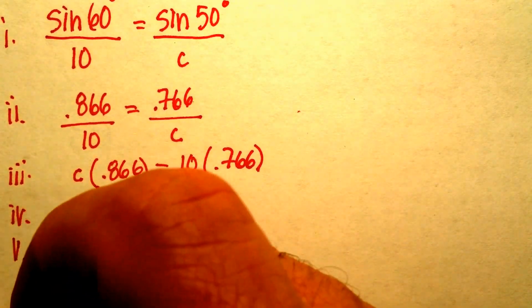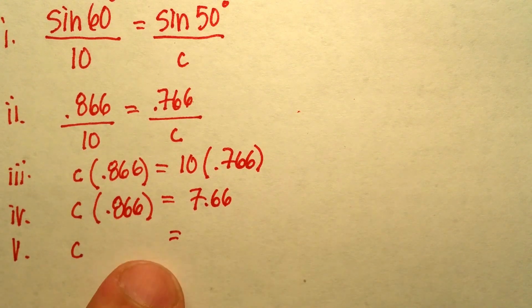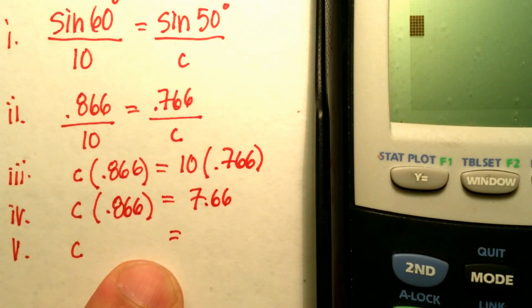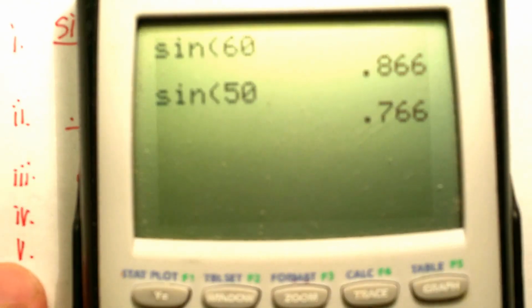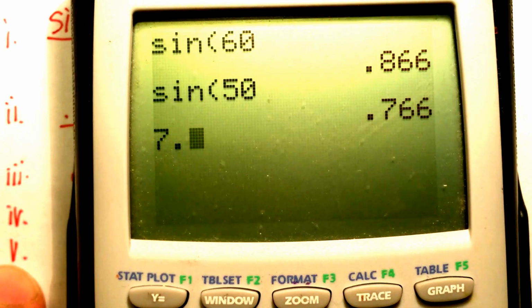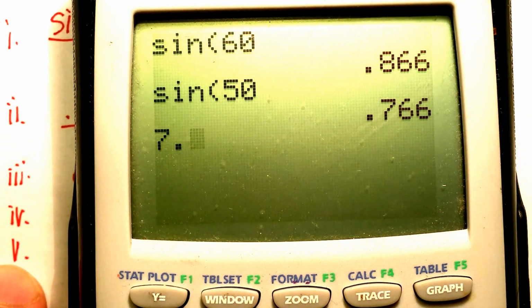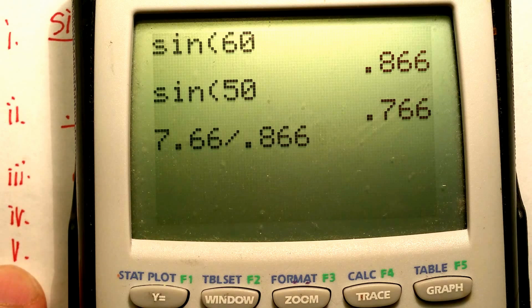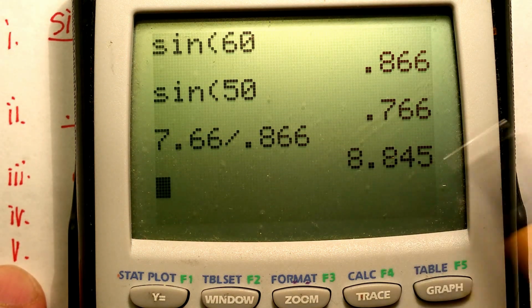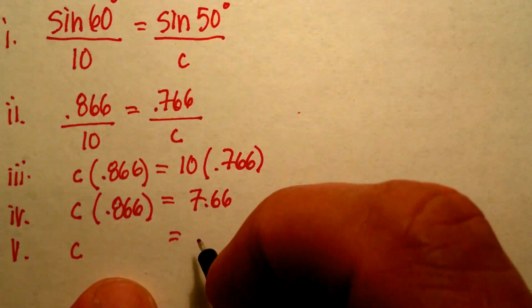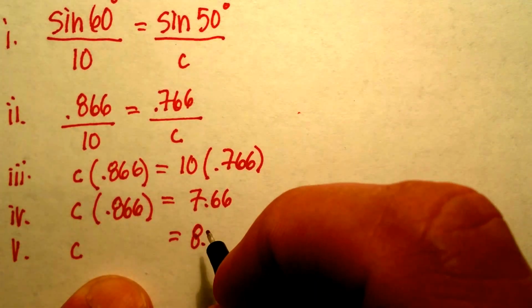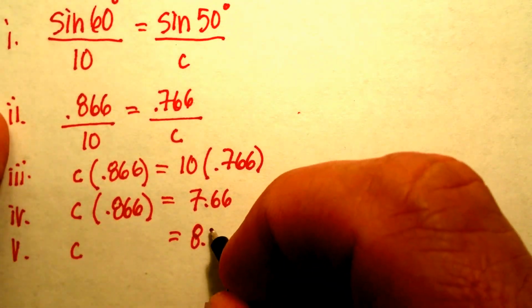So C will be equal to 7.66 divided by 0.866, which is 8.845. So C would be equal to 8.845.